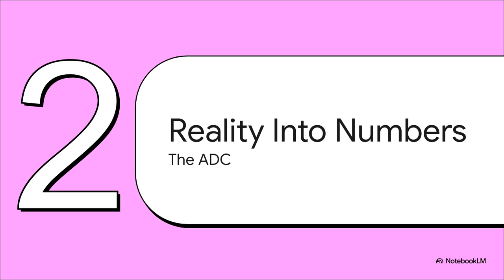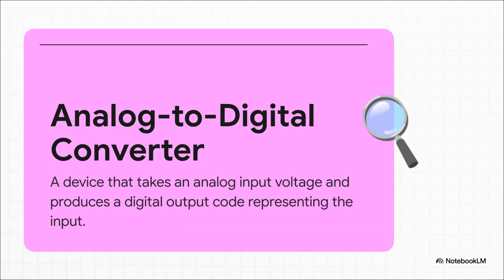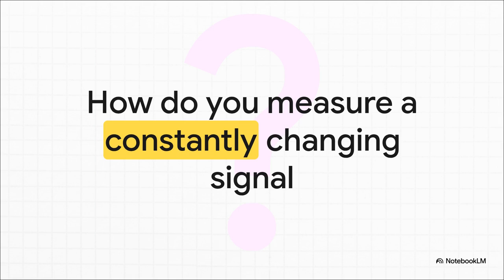And this is the job of a tiny but incredibly important piece of hardware, the analog to digital converter. You'll hear it called the ADC. The ADC is basically our first translator. It's the gatekeeper. It takes a real-world signal, the voltage coming from a microphone, the reading from a thermometer, and it chops it up and converts it into a binary code, 1s and 0s, the only language a computer actually speaks.